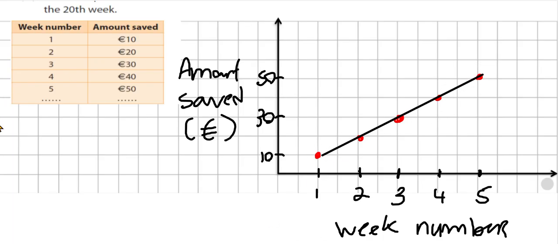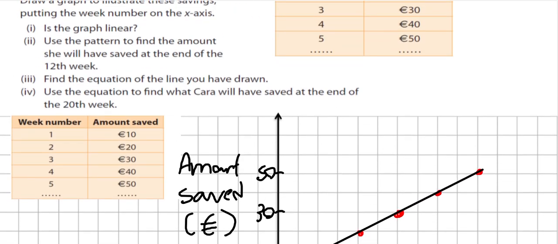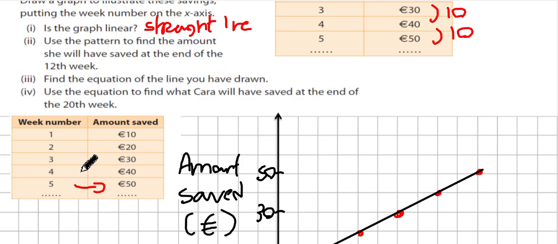Clear now. Okay, question 1. Is the graph linear? Yes, because it's a straight line. Or the other thing you can say is the amount goes up the same amount each time. Goes up a tenner each time. Use the pattern to show the amount you will have saved at the end of the 12th week. Well, if 5 gives you 50 and 4 gives you 40, I think 12 will give you 120. Oh, find the equation of the line you have drawn.